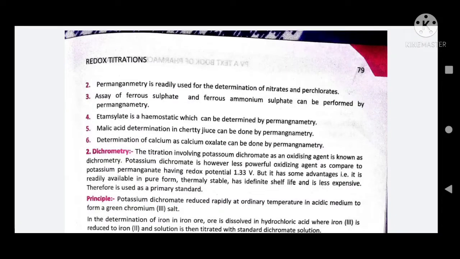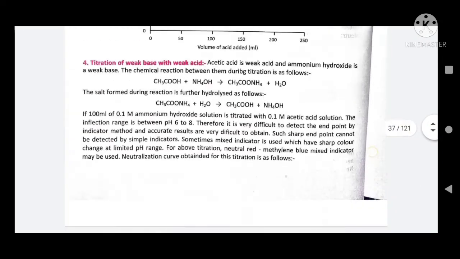It is also used in the determination of calcium, and this potassium permanganate is also used on wounds, if you come across it in the medical line. This is the small detailed information about permagnometry. If you are having any doubt, you can ask me. Simple, very easy it is.